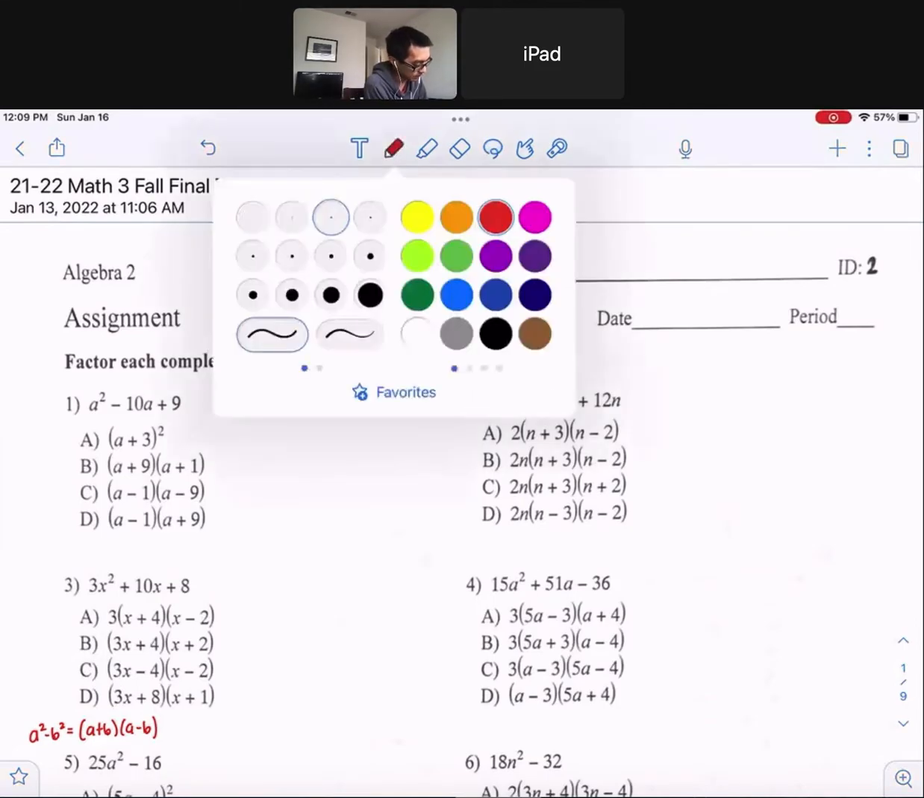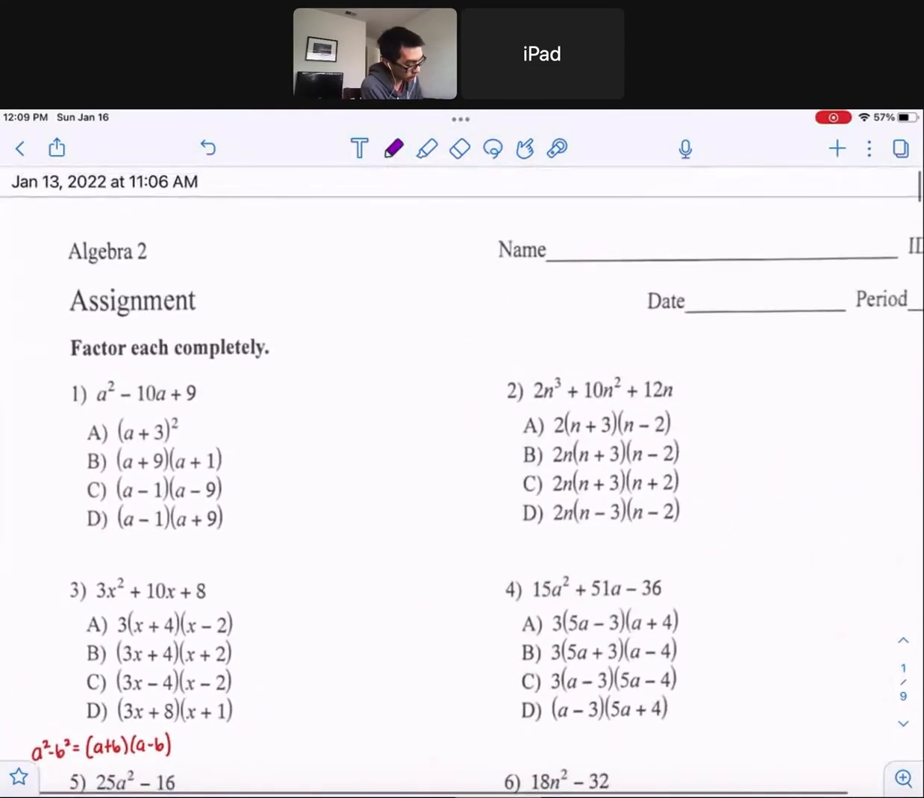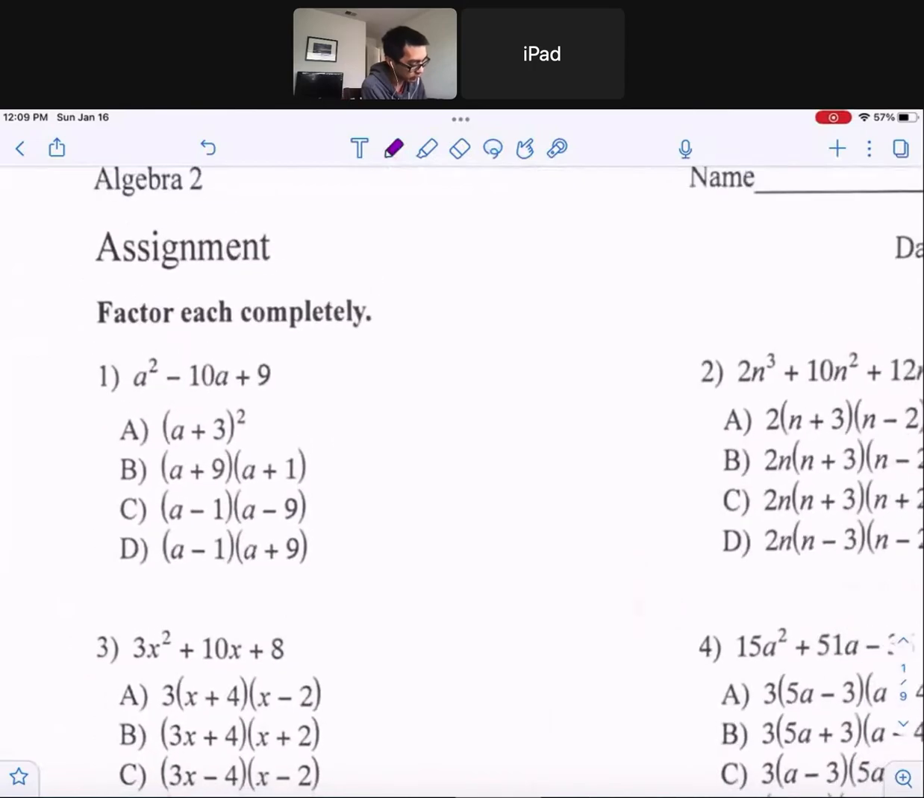So, let's take a look at the first couple problems, or the first unit, which is factoring. So this one, since the coefficient a of this trinomial is equal to 1, that means you can factor using your x method.